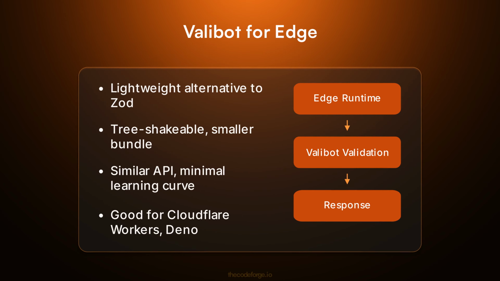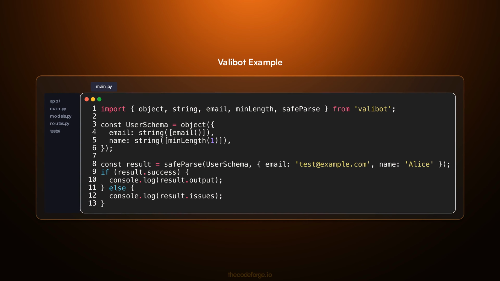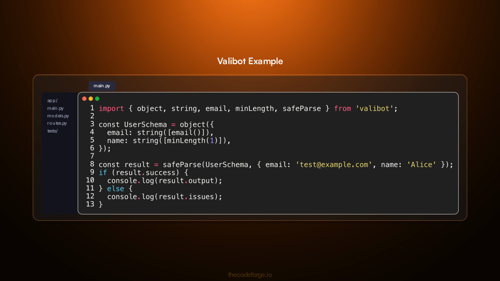For edge environments where bundle size matters, consider Valibot. It has a similar API to Zod, but is tree-shakeable, resulting in much smaller bundles. Valibot uses functions instead of chaining, but the concept is the same. It's a great choice when you need to minimize bundle size for edge functions.